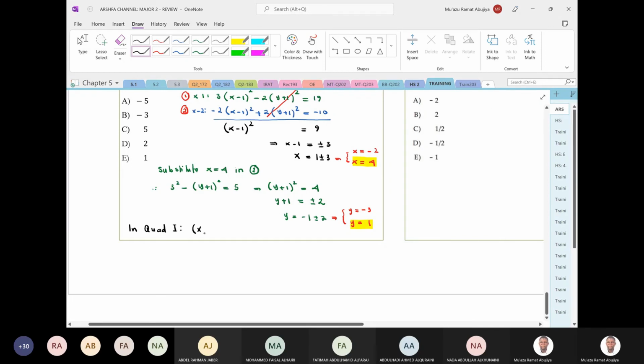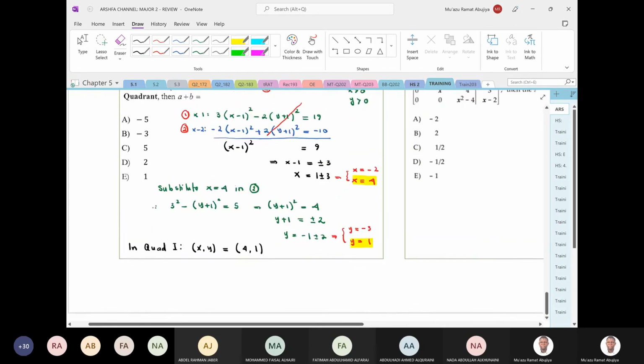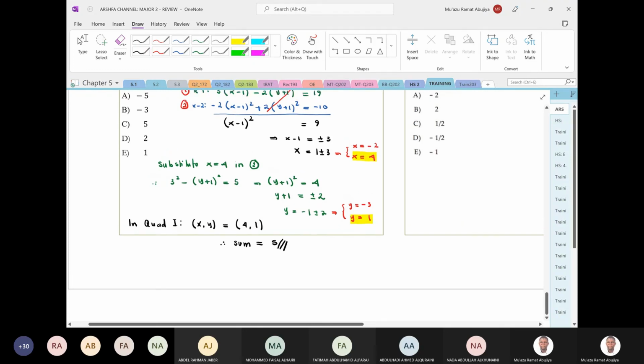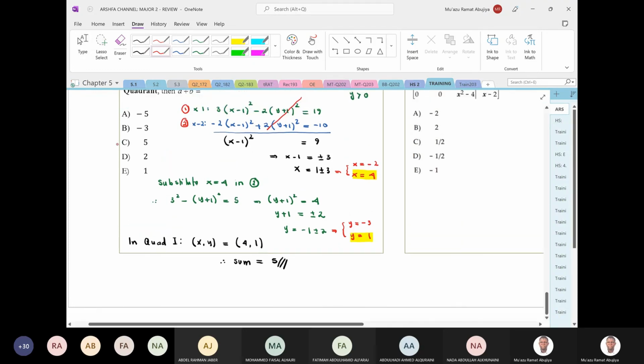we have (x, y), which is called (a, b), equal to x equal to 4 and y equal to 1. The question says, what is a plus b? So the sum is going to be equal to 5 as our answer. So you can see here, the answer is actually C. The sum is equal to 5. Questions, please.